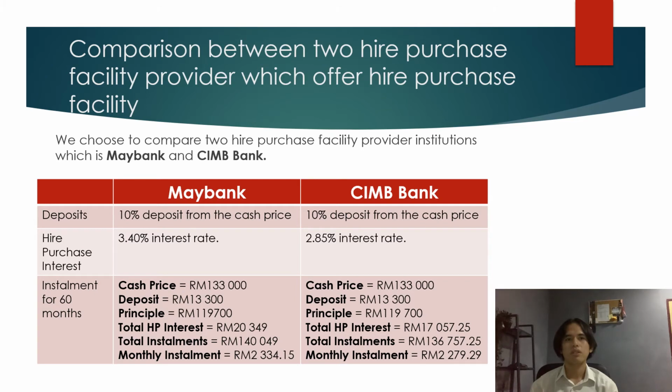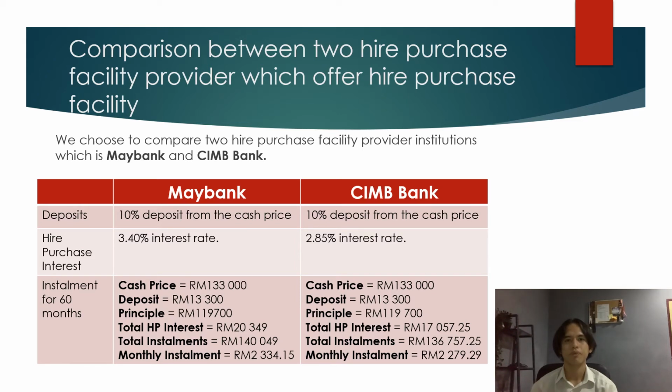The cash price, deposit and principal are the same for Maybank and CIMB Bank because they used a 10% deposit from the cash price. But we found differences between total HP interest, total installments and monthly installment. The total hire purchase interest for Maybank is RM20,349, while the CIMB Bank total hire purchase interest is RM70,057.25.